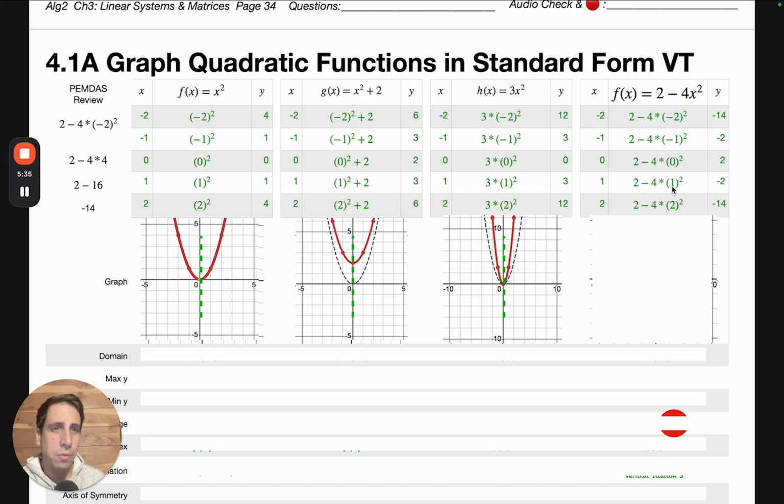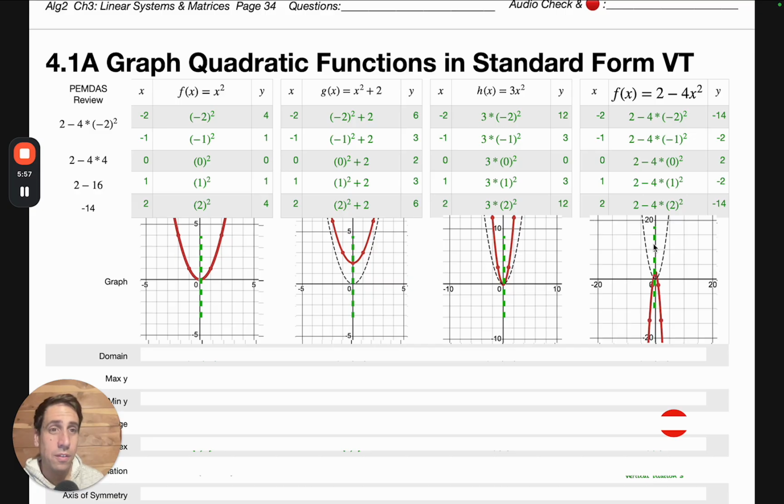PEMDAS says you do the exponent first. 1 squared is 1 times 4 is 4, and then 2 minus 4 is negative 2. 2 squared is 4. 4 times 4 is 16, and then 2 minus 16 is negative 14, just like we said over here. And then the symmetry is going to say that the same thing is true over here. So when you plot the points, it looks like this. Really different from the original.